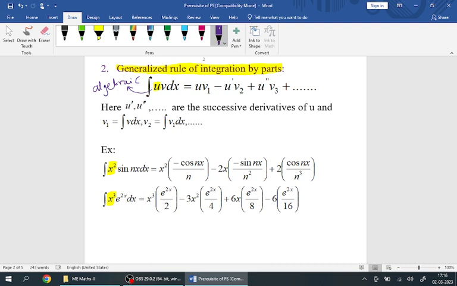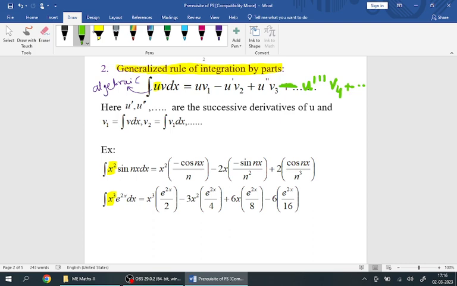Integration of uv dx is u v1 minus u dash v2 plus u double dash v3, and so on. Here alternate plus and minus signs are there. So u v1 minus u dash v2 plus u double dash v3. If you want, next is minus u triple dash v4, and then plus, and so on. This is the rule that we have, with alternate plus and minus.